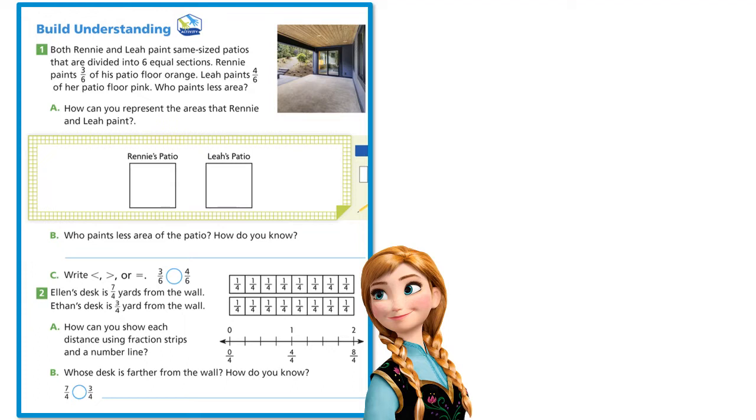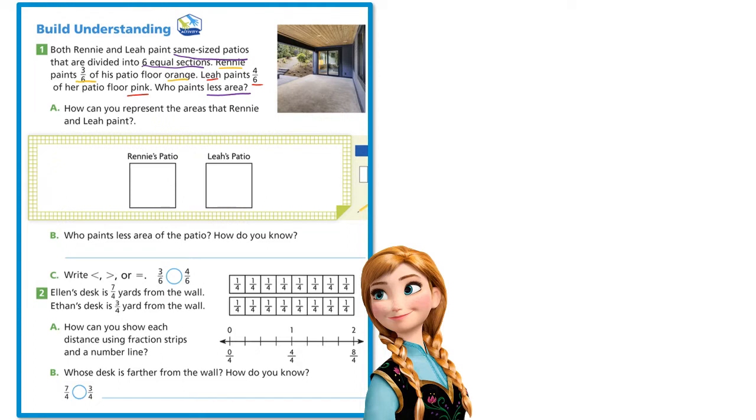So we should be making a movie in our head as I was reading it to you. So we know that there's 2 people and they're painting patios. A piece of important information, the patios are the same size. We know that each of the patios are divided into 6 equal sections. Rennie paints 3/6 of his patio floor orange. So 3/6 of it is orange for Rennie. And then Leah paints 4/6 of her patio floor pink. I don't have pink, so I will use red. So Leah paints 4/6 pink. And we want to find out who paints the less area. Okay, the least amount of space inside.